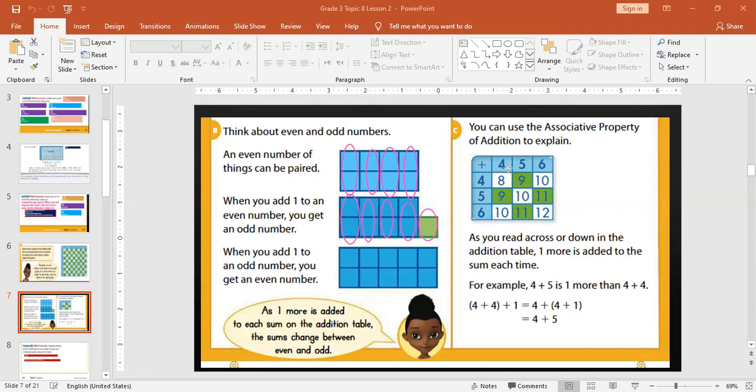So here, 4 plus 1, 4 is even. When you add 1, it's 5, so it is odd. When you add 1 again, it is 6, so it is even. Here, it's 8. 8, when you add 1, is 9, so it is odd. 9 is odd. When you add 1 to 9, it is 10, so it is even. 10 is even. If you add 1 to 10, it is 11, so it is odd. Okay, so this is how it works. Odd, even, odd, even.